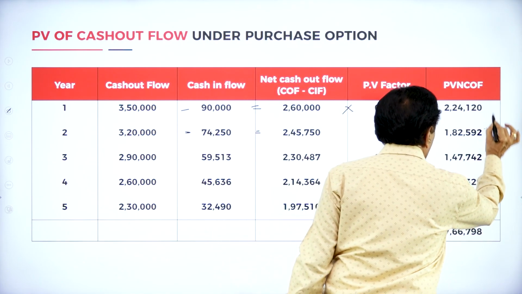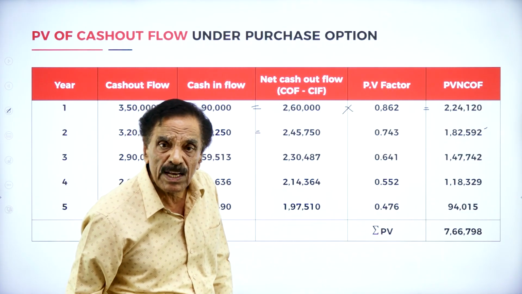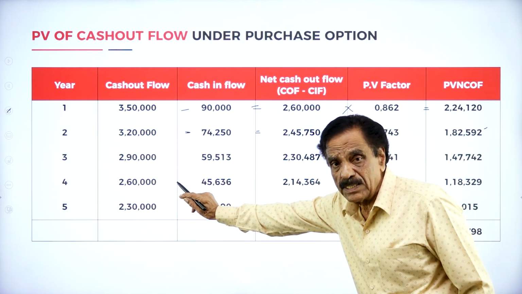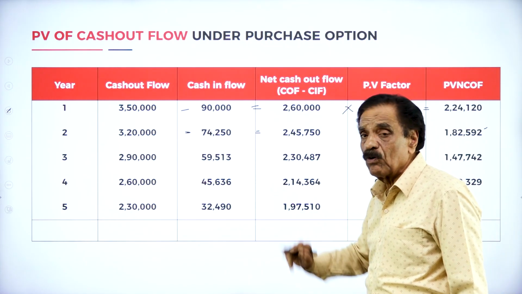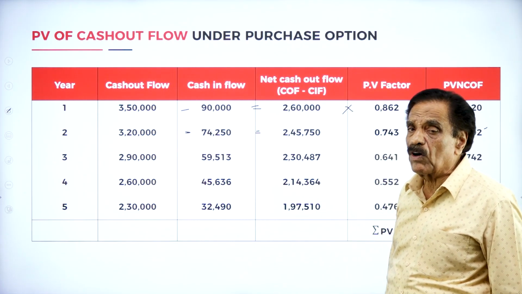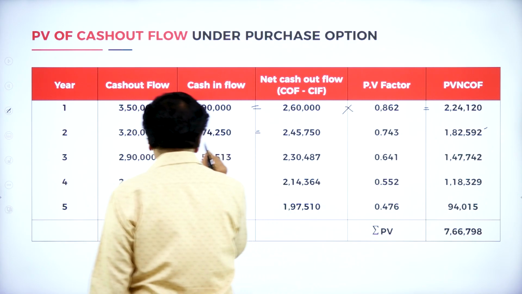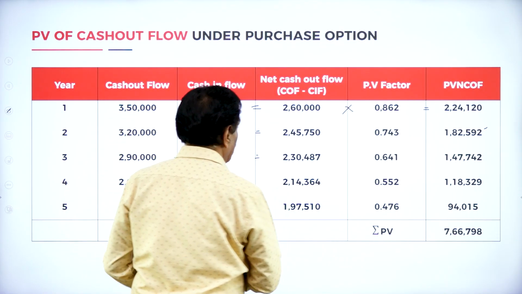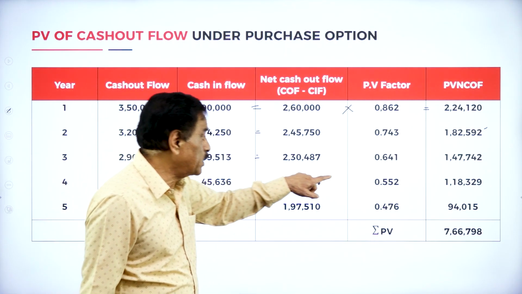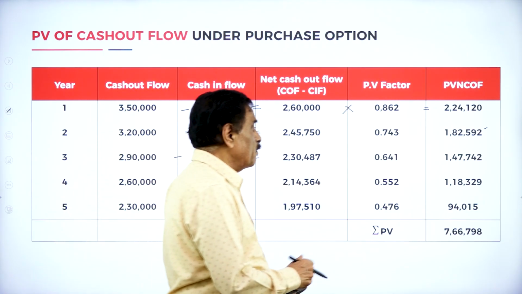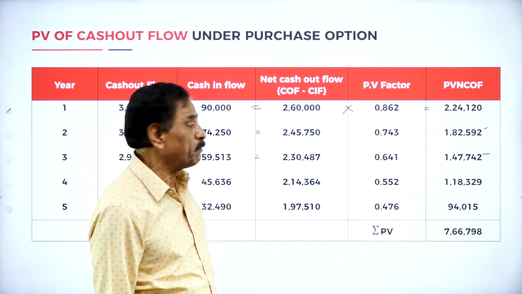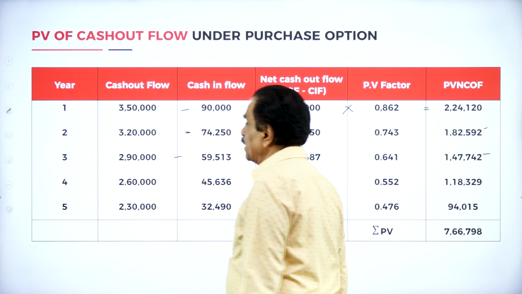Now it will come 1,85,592. Come back to third year. You got 2,90,000. Your cash inflow after means interest and tax 30% is 59,513. From this figure, if we deduct now, your amount will come 2,30,487. That day, your cash inflow is 0.641. It will work out 1,47,742.